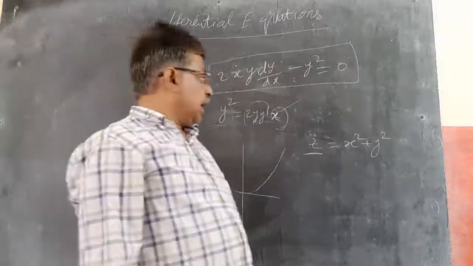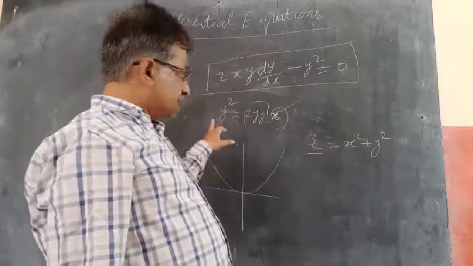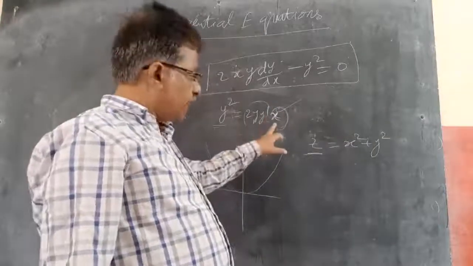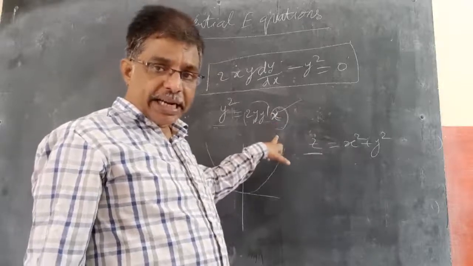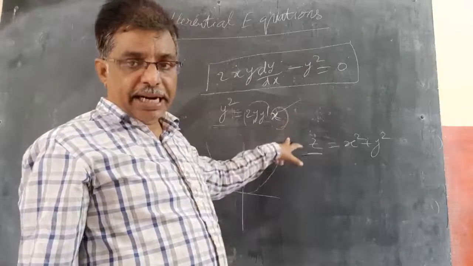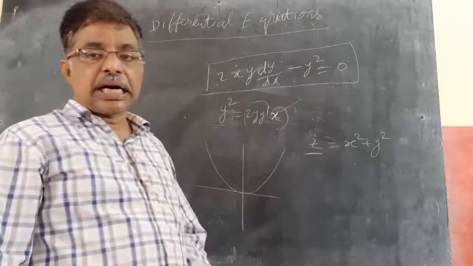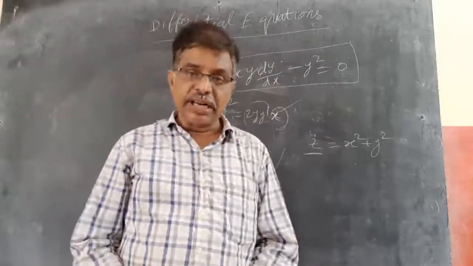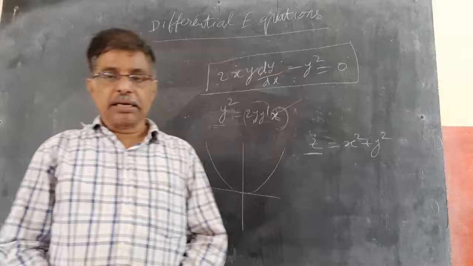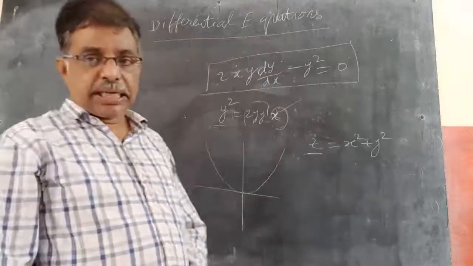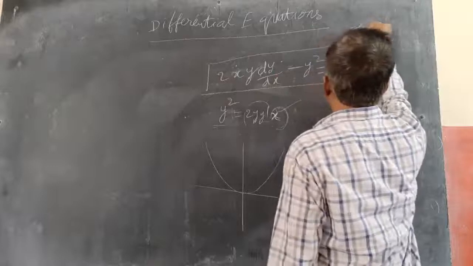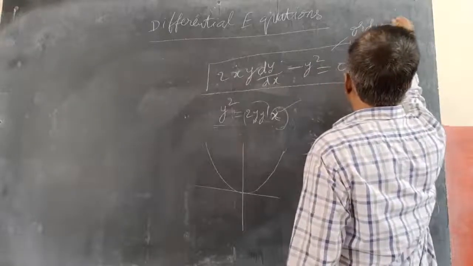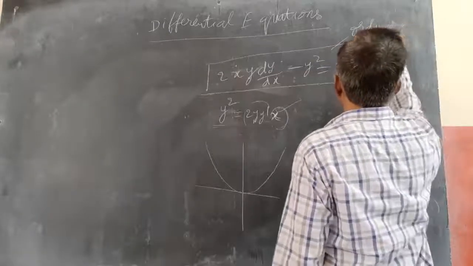If the differential equation involves only one independent variable, then it is called an ordinary differential equation. So this is called an ordinary differential equation.